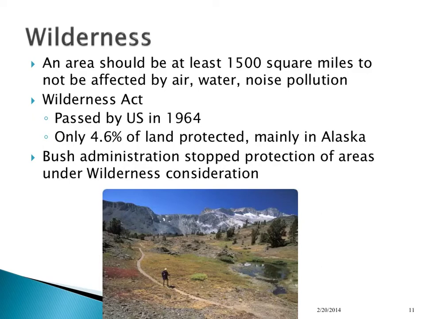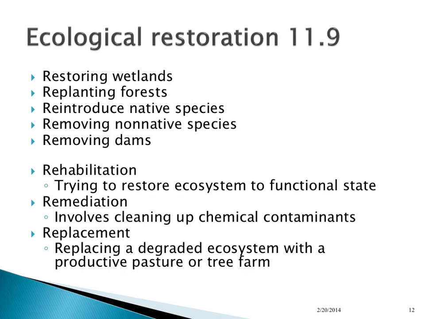The Wilderness Act was passed in 1964 by the United States. Again, only 4.6% of the land is protected, most of that in Alaska. The Bush administration unfortunately stopped protection of areas under the Wilderness Conservation Act, it should say. So unfortunately, we're seeing more things like mining and drilling in those regions.